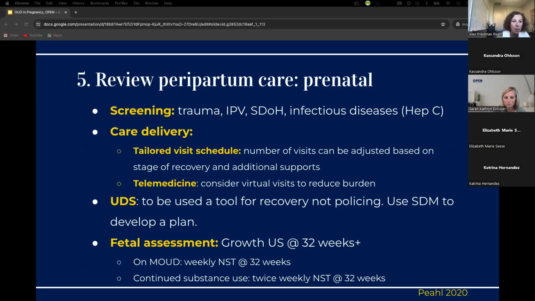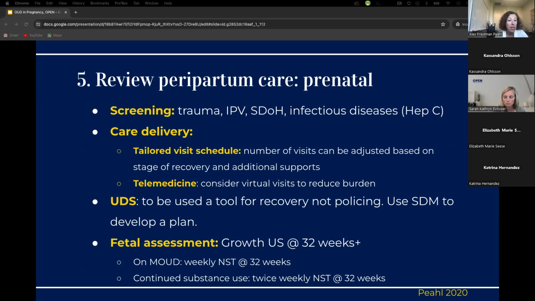Care delivery can be modified, including the use of streamlined visit schedules if patients have difficulty coming to clinic, and telemedicine when in-person visits aren't needed. The plan for urine drug screens should be discussed. This should be used as a tool for recovery, not policing, or not as a punitive tool. And you can use shared decision making to develop a plan with your patient.